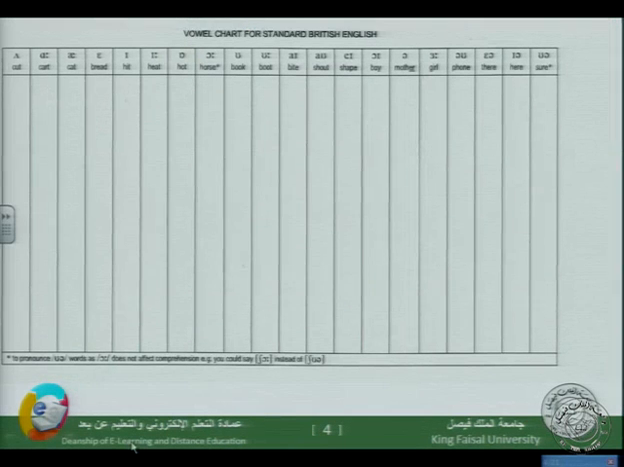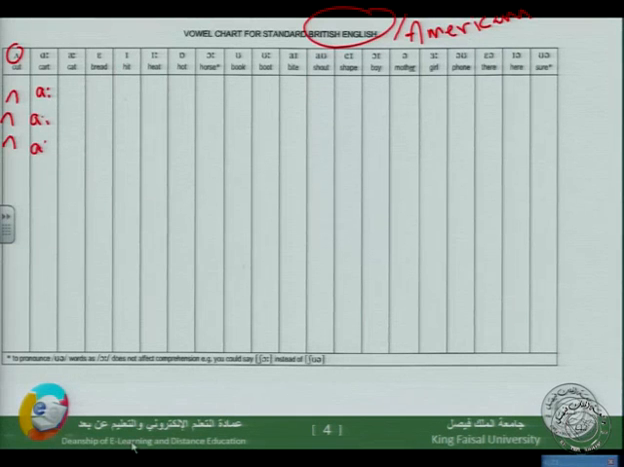Here we have a vowel chart, standard British English. It's American at the same time. You can consider it British and American. The only difference is with the R, okay? Cut. Of course, this chart is just to practice typing and writing these phonetic symbols, like cut, or art, cart.